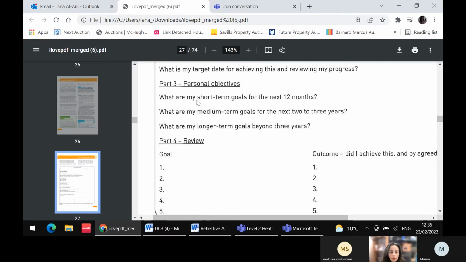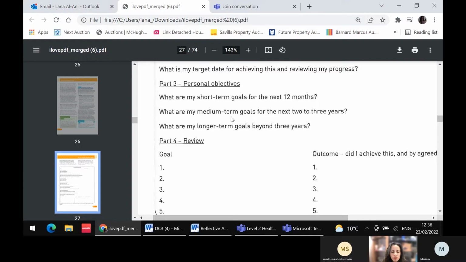What are my short-term goals in the next 12 months? This is all about you, your personal objectives. I need to finish my course, level 2 health and social care. I need to study level 3 health and social care. I need to go to the university. I need to find a job. I need to get a very good job in a hospital. That's why I'm studying this course. This is all about yourself.